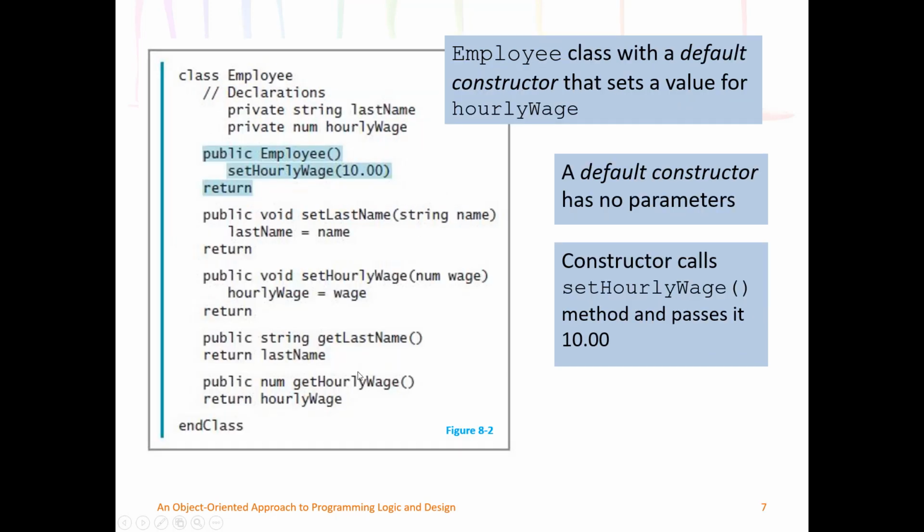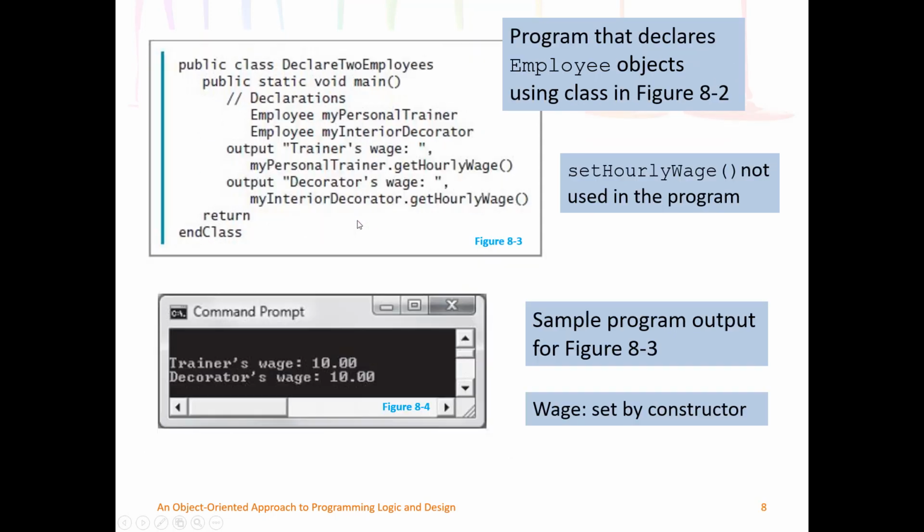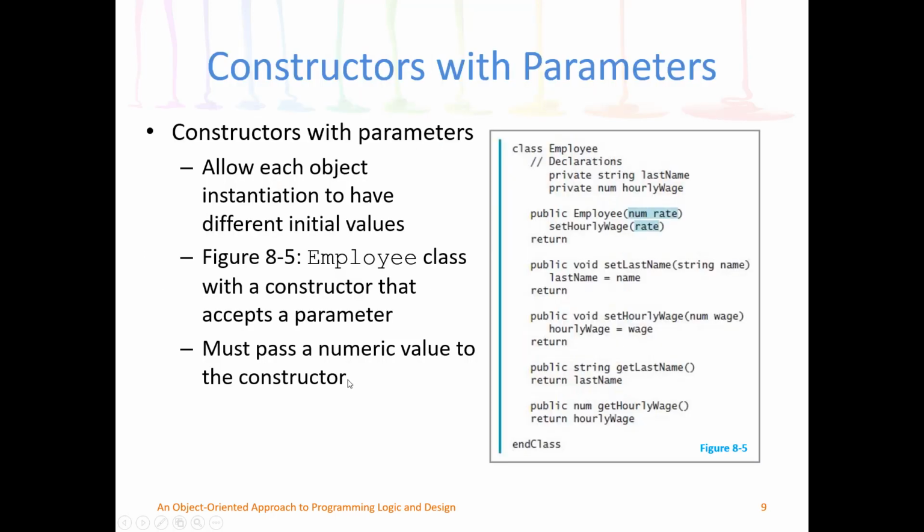And both of those, get hourly wage, all it does is return the hourly wage, which is stored right up here. And they're stored in two different places. They're stored in my memory in two different places. So here's trainer's wage 10, decorator's wage 10.